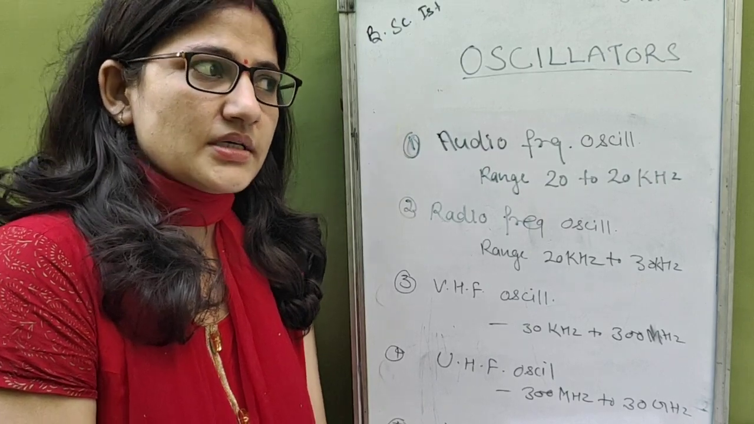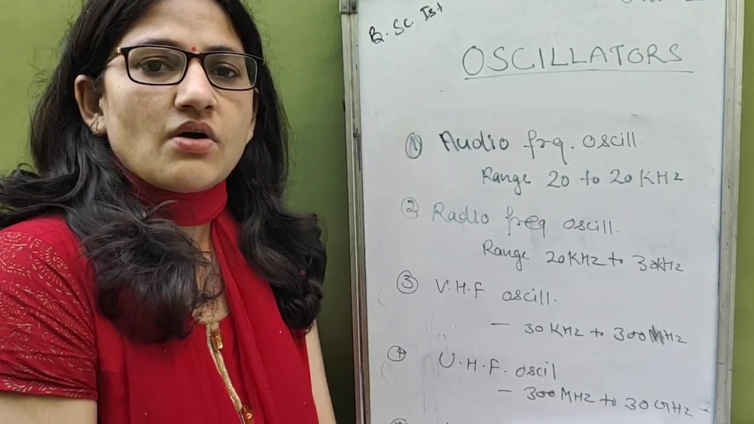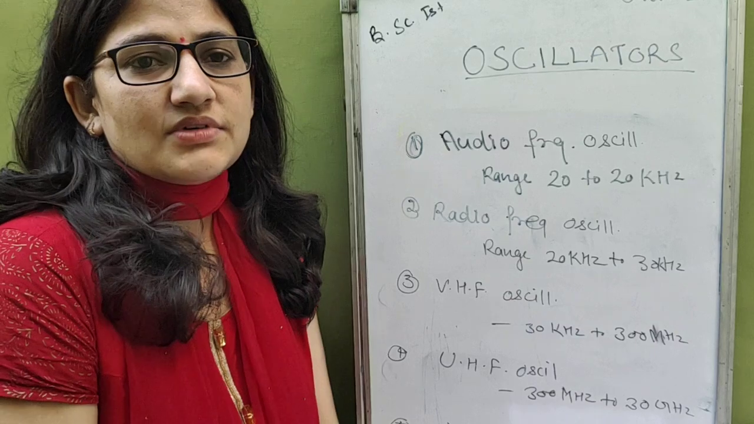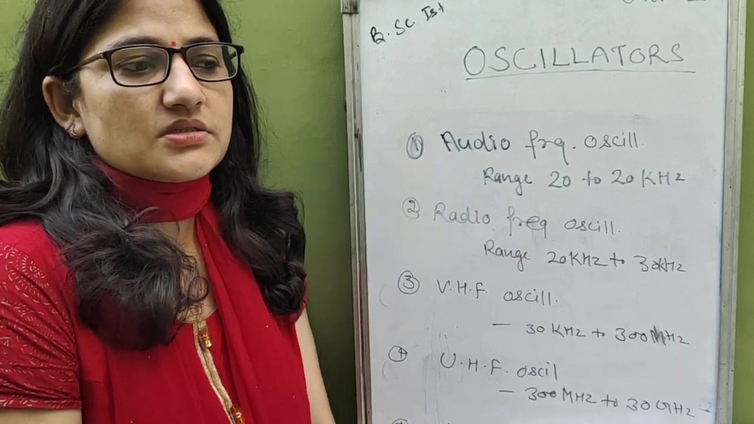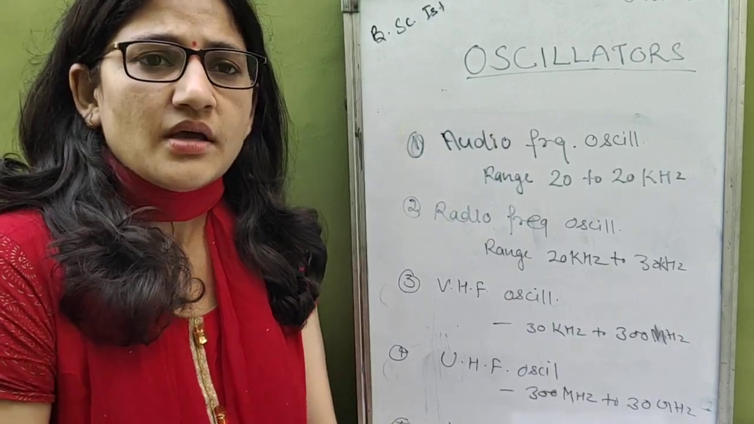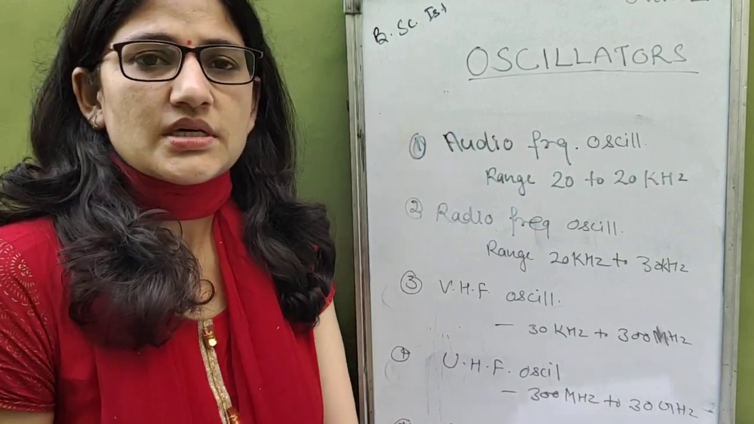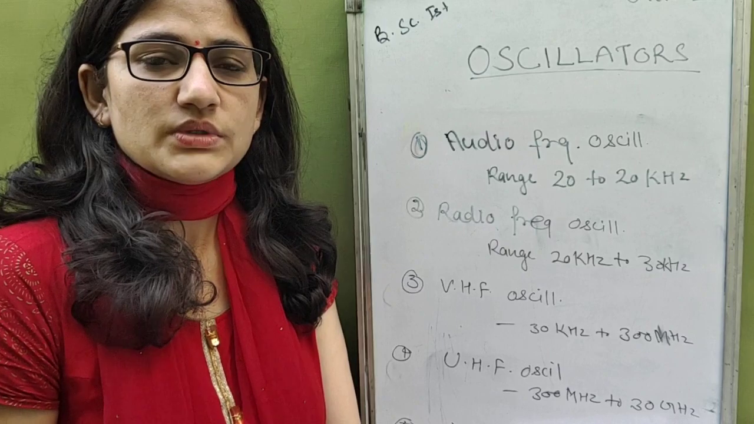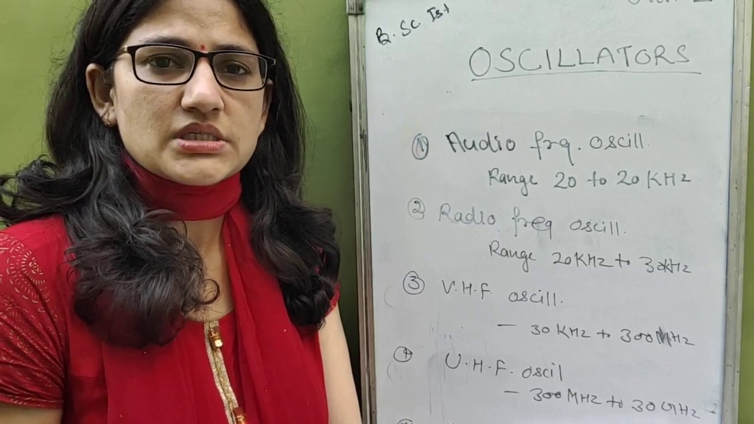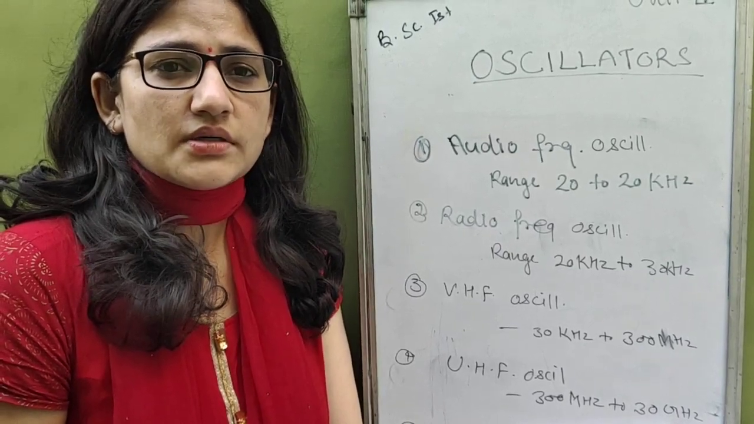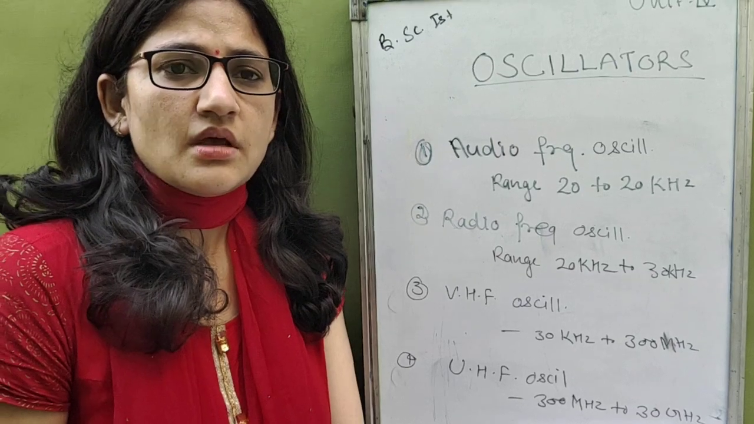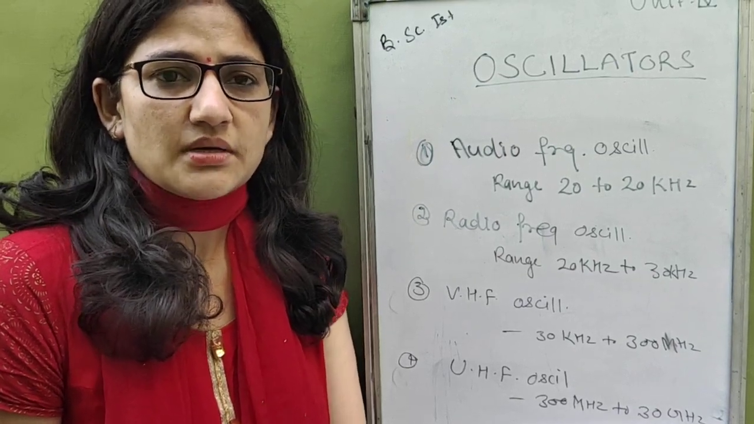Oscillators are devices which produce undamped oscillations of desired frequency. Here, undamped means the oscillations have a fixed amplitude with time, meaning the amplitude is not changing with the time t, whereas damped oscillations are those whose amplitude changes with the time t.